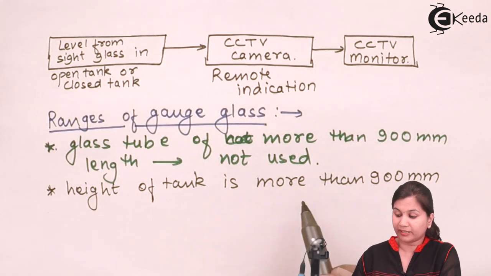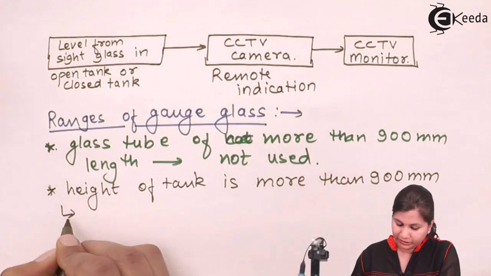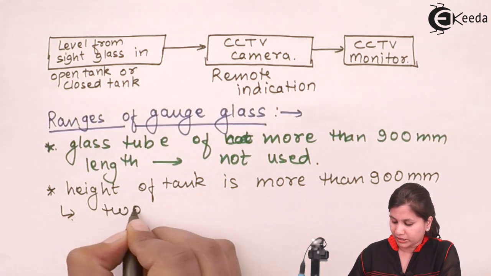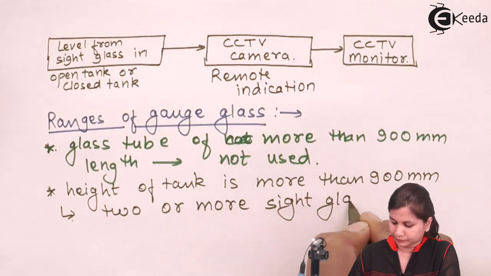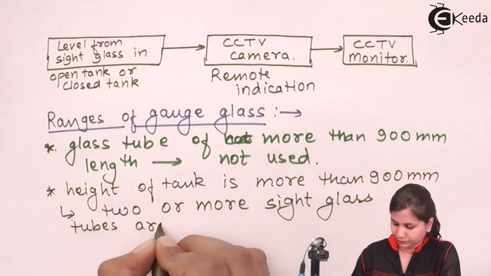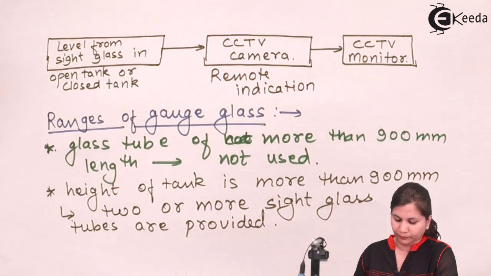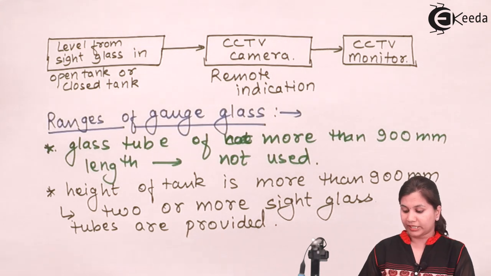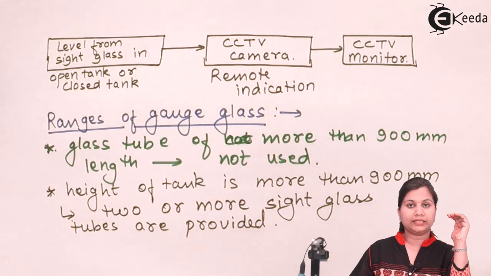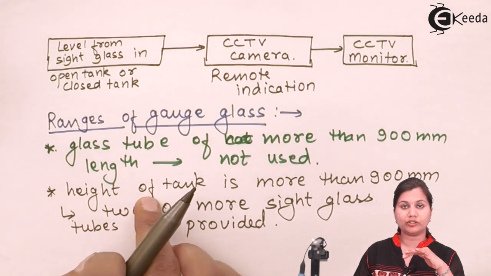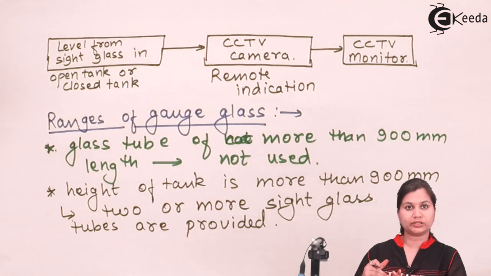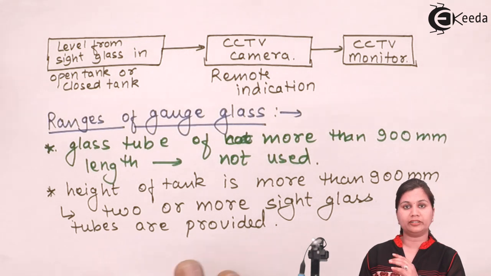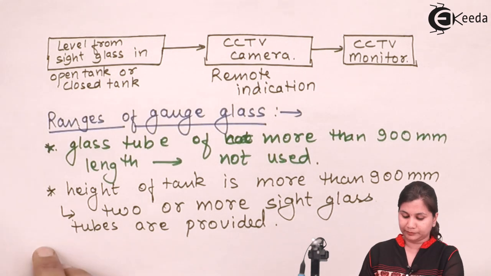If the height of the tank is more than 900 mm, then two or more sight glass tubes are used. So we can say that the range of the gauge glasses is up to 900 mm of length, and if the height of the tank is more than 900 mm, then we have to use two or more sight glasses located at different places on the tank to get the readings of the liquid level.